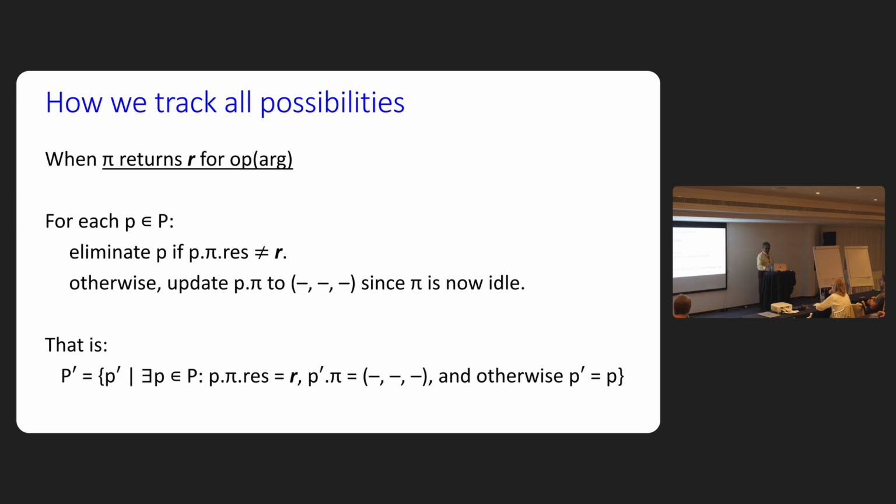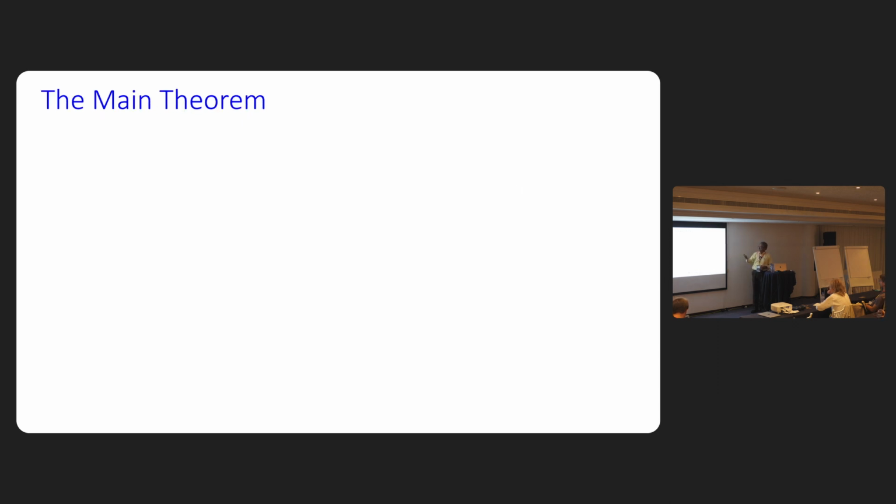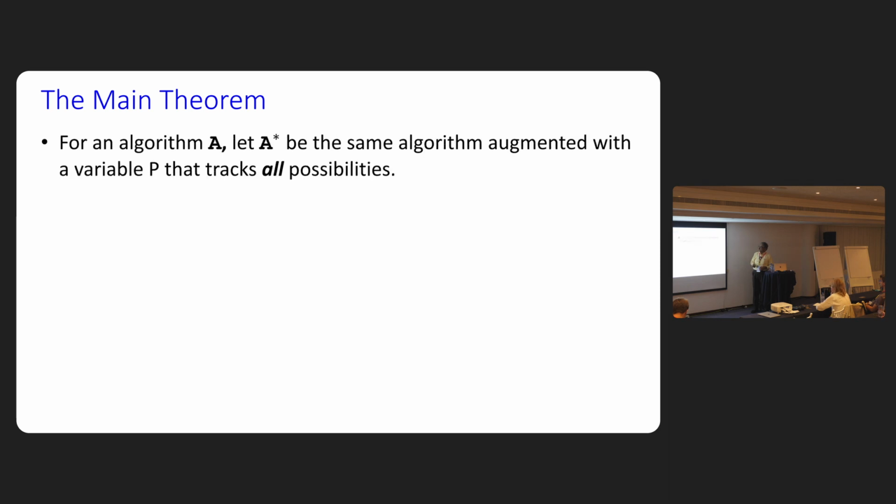So that brings us to how we track all possibilities. Well, initialization and the three update rules that we just went through. So the main theorem: let A star be the same algorithm as A. Suppose A is the algorithm whose linearizability you want to prove or disprove. Let's say A is the algorithm whose linearizability you want to prove.